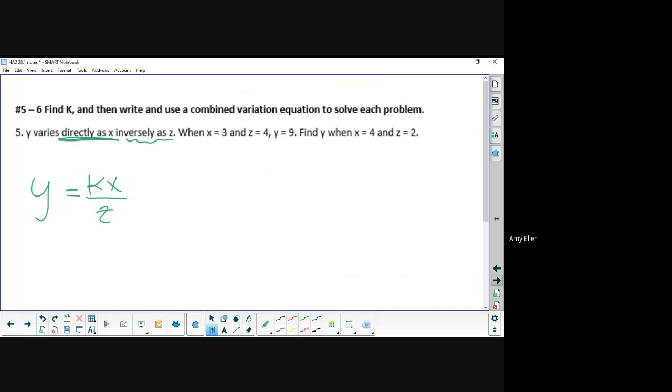How do we know where K goes? K always goes at the top. Like every time? Yep. Forever. And then one sentence at a time, plug in the numbers that go together.